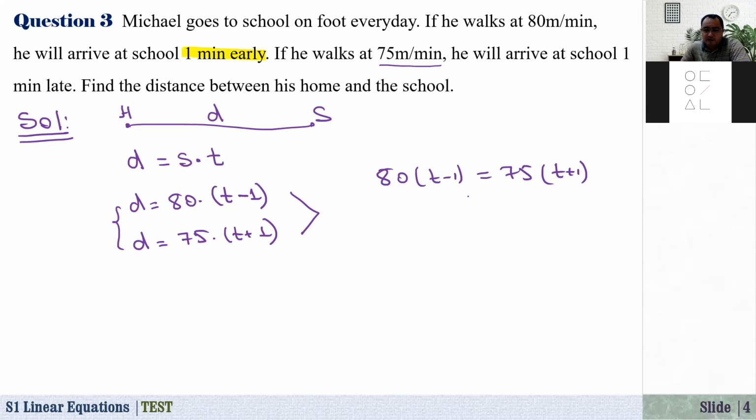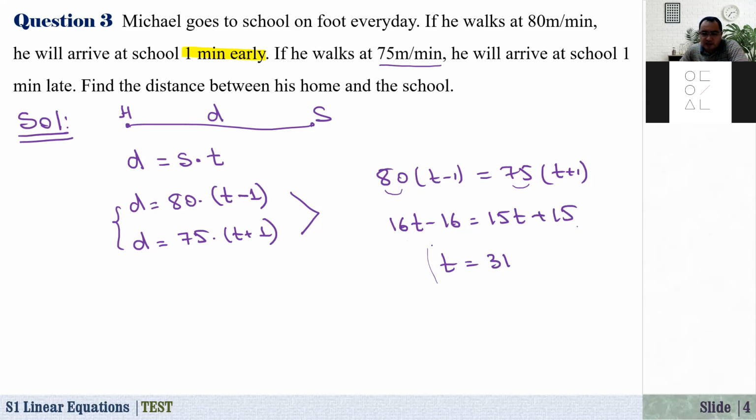Before I expand this, can I just simplify these numbers, 80 and 75? Both of these numbers are divisible by 5, right? So 80 divided by 5 is 16, and 16 times t minus 1 is 16t minus 16. If you divide 75 by 5, it is 15. 15 times t plus 1 is 15t plus 15. So now take 15t to the left-hand side. 16t minus 15t is t. And negative 16 to the right-hand side, 15 plus 16 is 31.